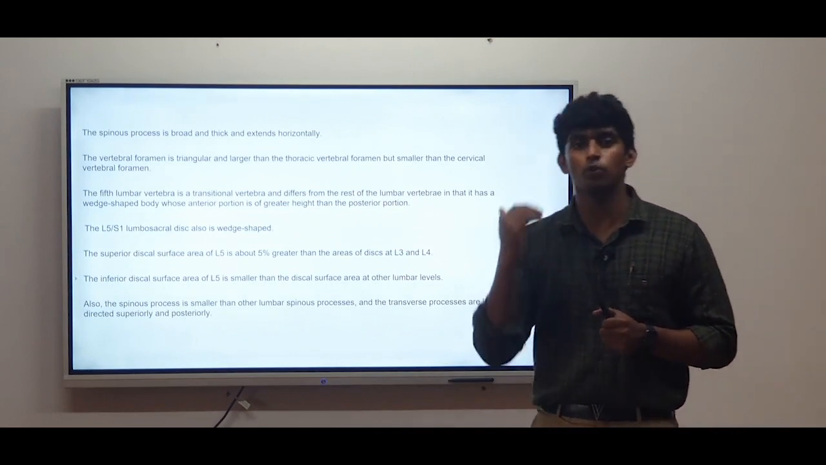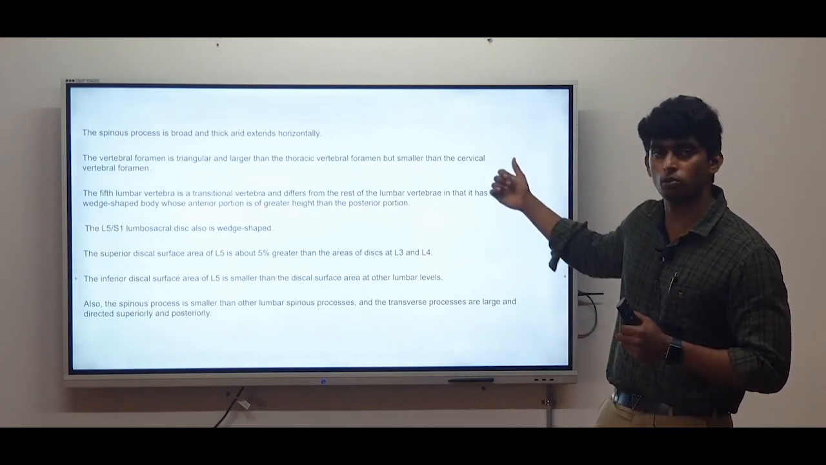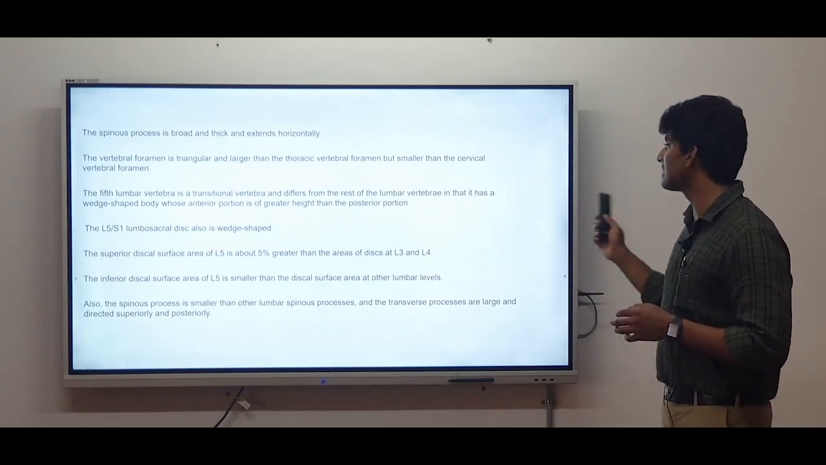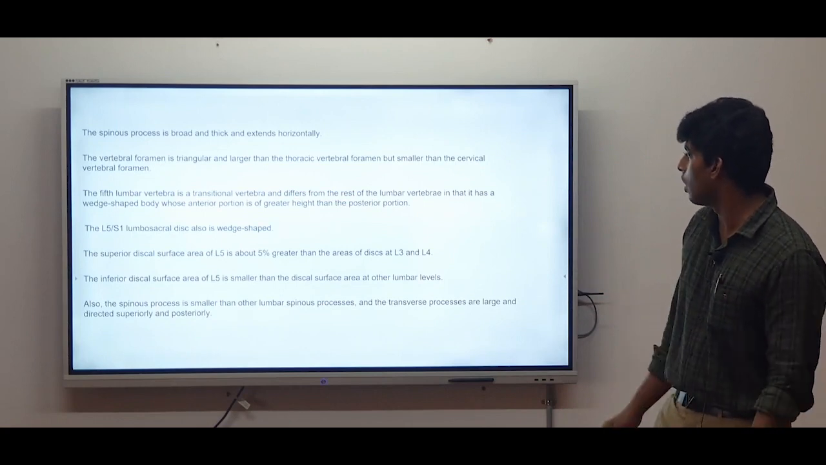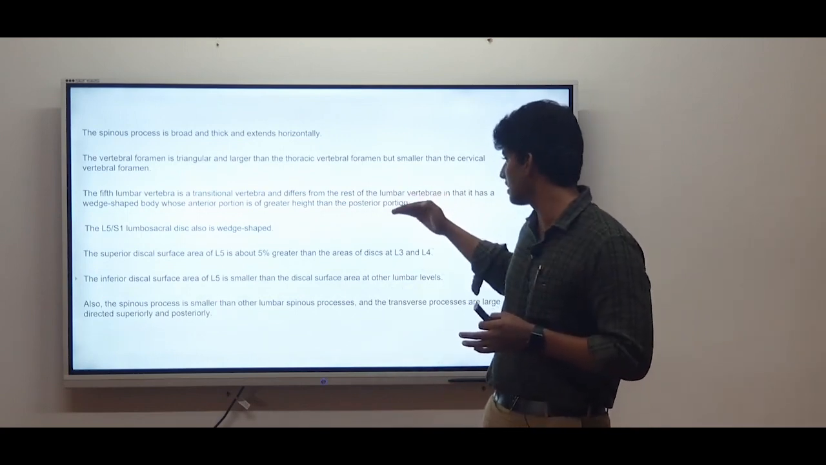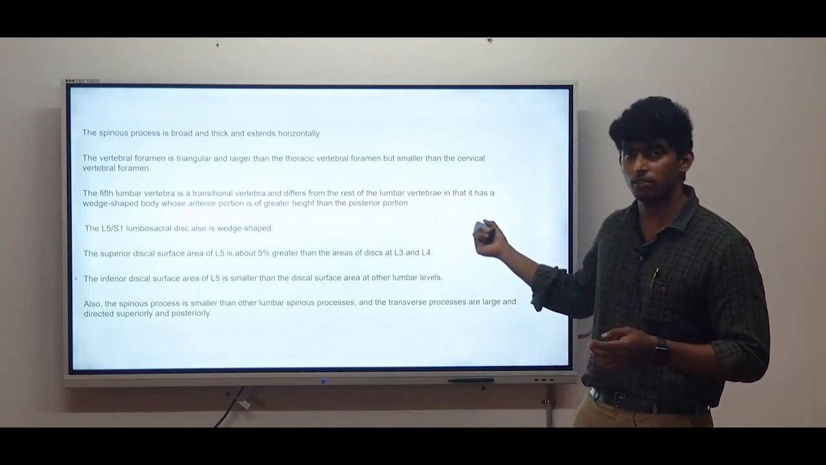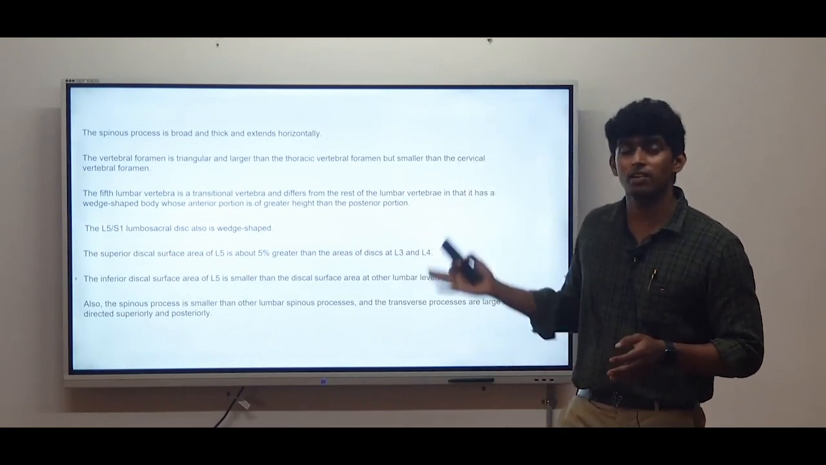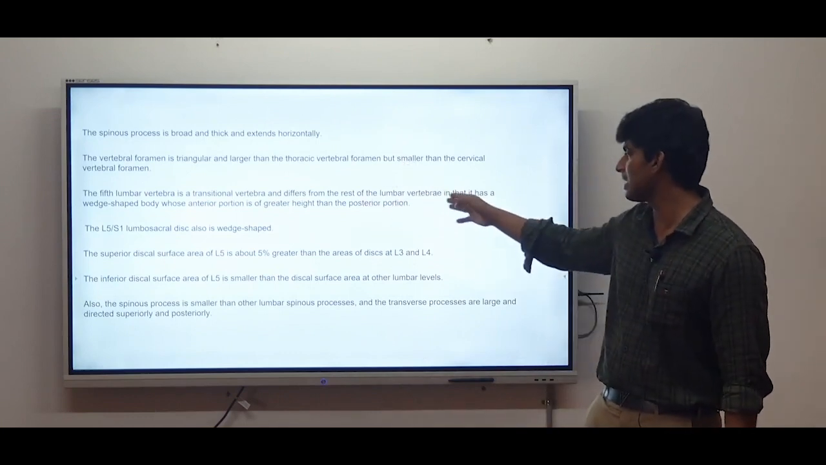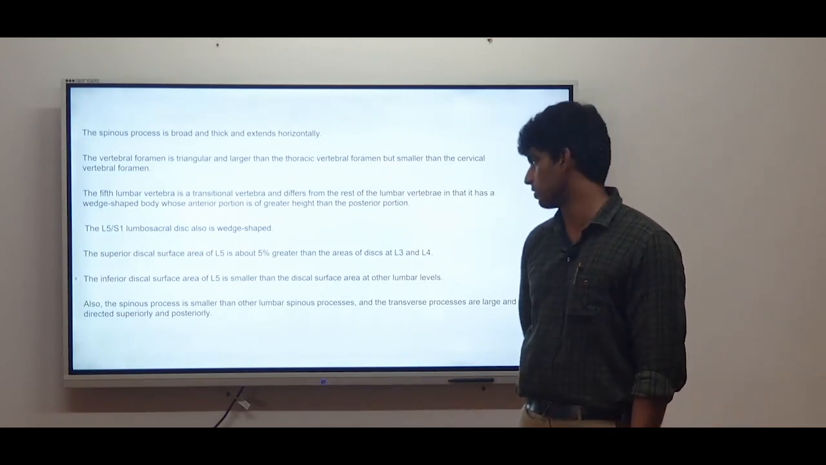The fifth lumbar vertebra is a transitional vertebra and it differs from the rest of the vertebrae, that is from L1 to L4. L1 to L4 will have almost similar features, but L5 will have features more similar to the sacrum. It has a wedge shaped body whose anterior portion is of greater height than the posterior portion. In the thoracic area, the posterior portion has more height than the anterior portion. That can be the reason why the primary curve is maintained in the thoracic region. But here the anterior portion is greater in height than the posterior portion, so we get a mild lordotic curve.